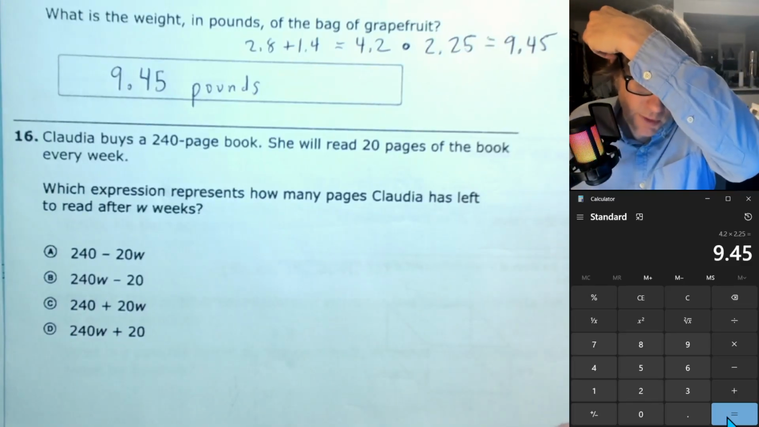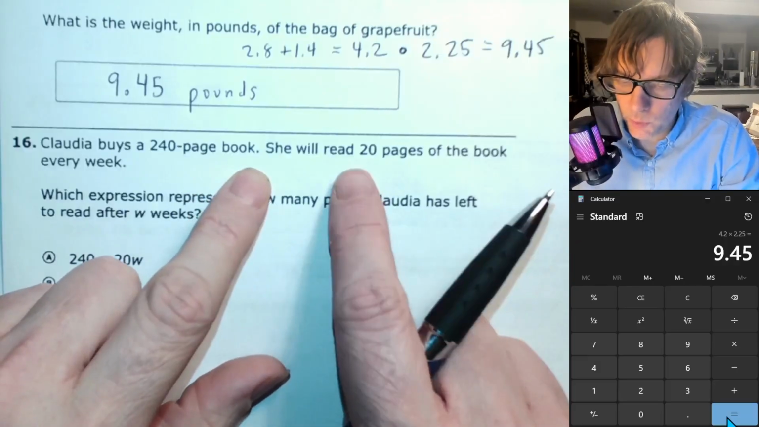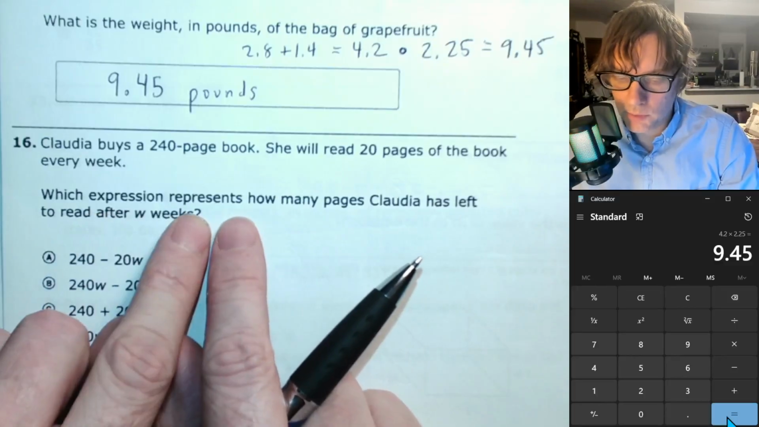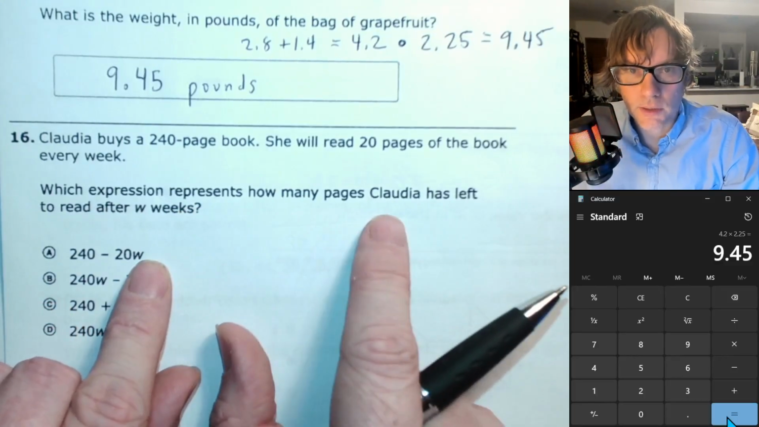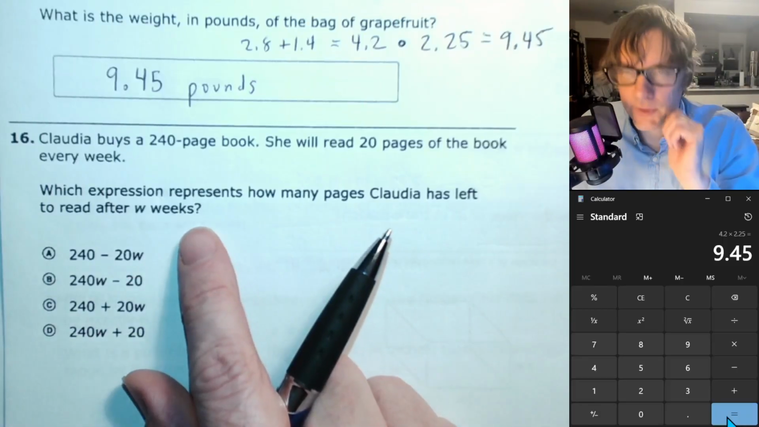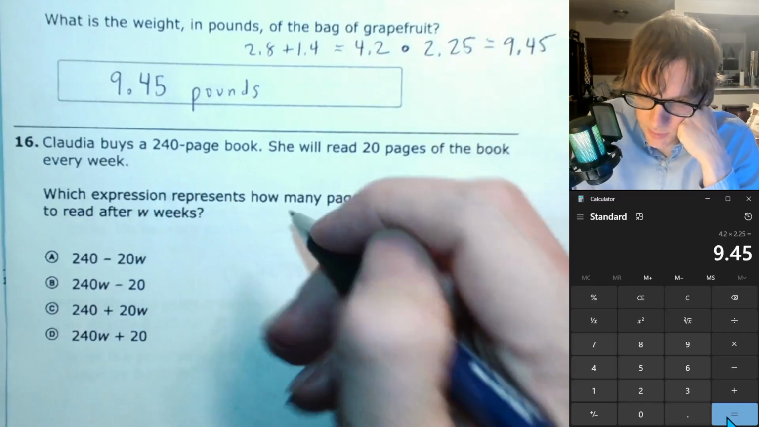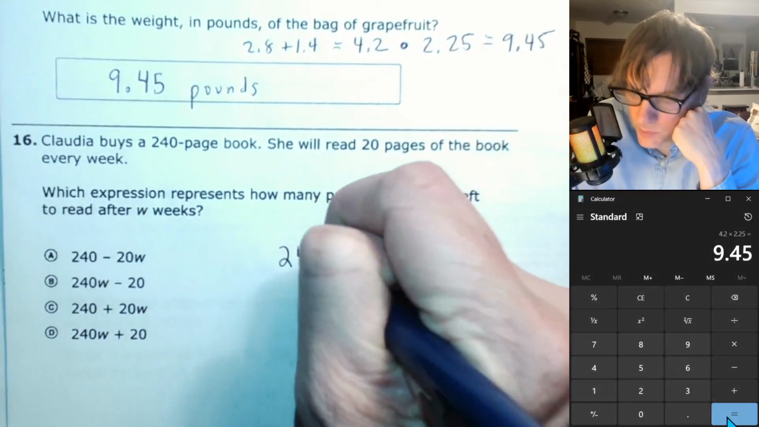Claudia buys a 240-page book. She will read 20 pages of the book every week. Which expression represents how many pages Claudia has left to read after W weeks? All right, so she's got 240 pages in the book. Let's go ahead and start by writing that. That's where she's starting at.